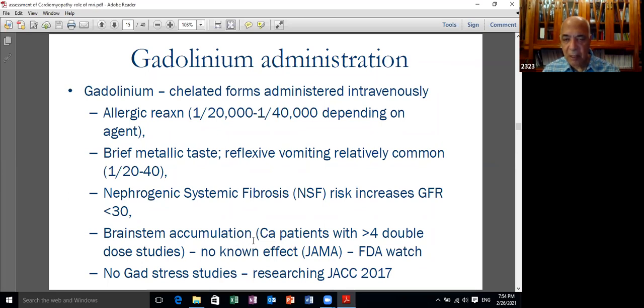There have been reports about the accumulation of gadolinium in the brainstem in patients with cancer metastasis and taking several times double dose gadolinium, but so far there is no clinical adverse outcome from this accumulation, but the FDA is instructing everybody to watch for that. There are now non-gadolinium stress agents like superparamagnetic iron oxide nanoparticles. They are replacing gadolinium, but still gadolinium is more widely used than anything else, and the other non-gadolinium compounds are usually used for research reasons.